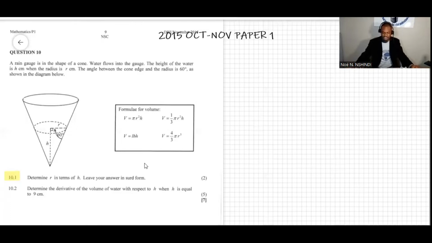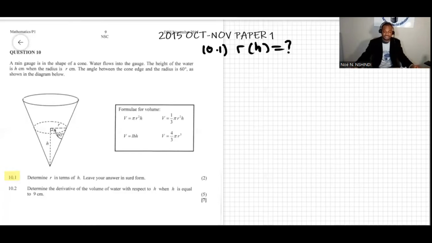If you look at this triangle here, because this is where r and h are, I can just reproduce the same triangle over here. We'll write first the question 10.1. We're looking for r. We need to express r in terms of h. In other words, r of h. I can call it like that. That's determining r in terms of h.